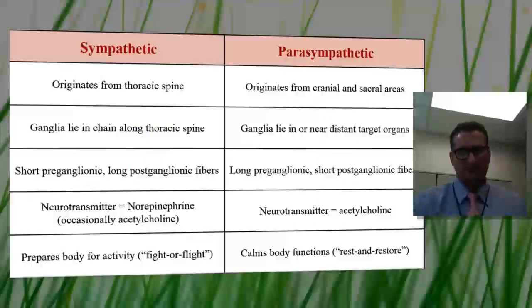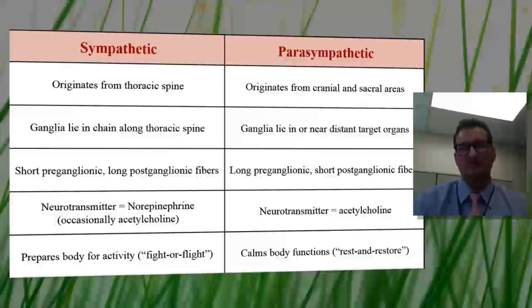Okay, so this is a table comparing and contrasting the two branches of the autonomic nervous system. Both the sympathetic and parasympathetic work at the same time, and they provide a background level of activity called autonomic tone. It's the balance between sympathetic and parasympathetic activity that constantly changes depending on the body's needs.